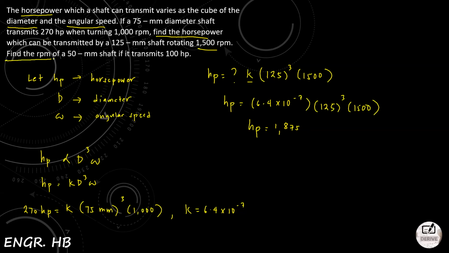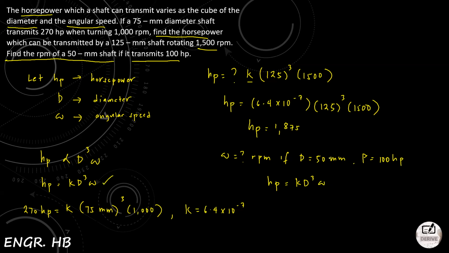Okay. But the thing is, hindi lang isa ang tanong dito, kundi dalawa. Ang sabi, find the RPM of a 50 millimeter shaft if it transmits 100 horsepower. So, ang hinahanap naman is the omega in RPM if the diameter shaft is 50 mm na lang and the power is 100 HP. Okay, so same relationship that we are going to use, which is this. So that was HP is equal to K D cube omega. So ang hinahanap naman natin is omega given yung diameter and power.